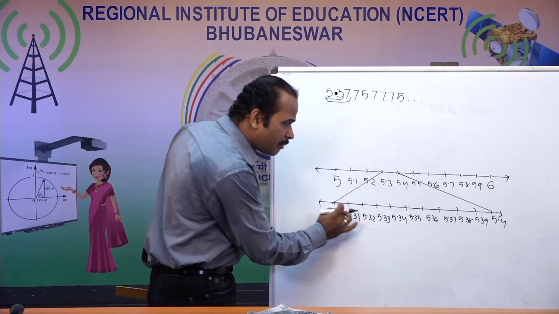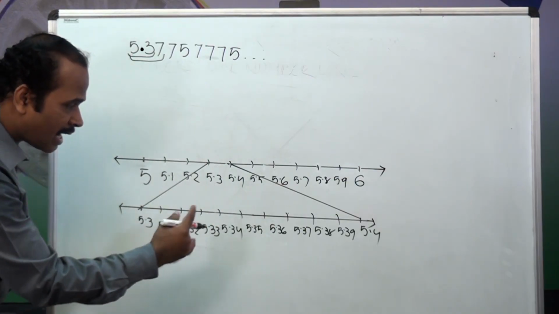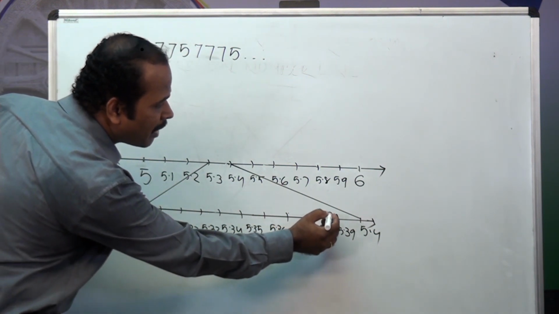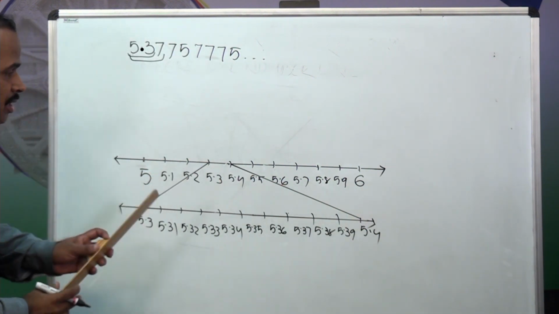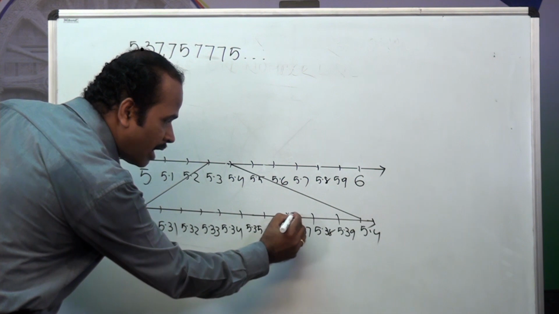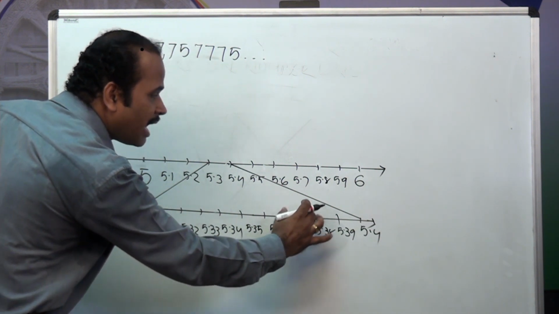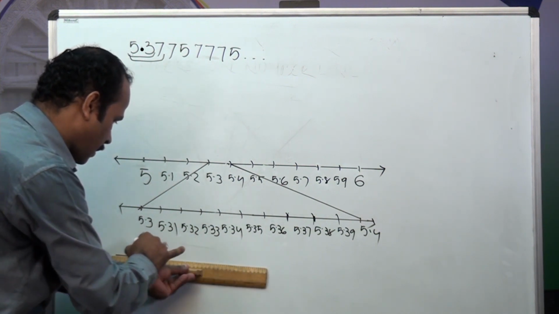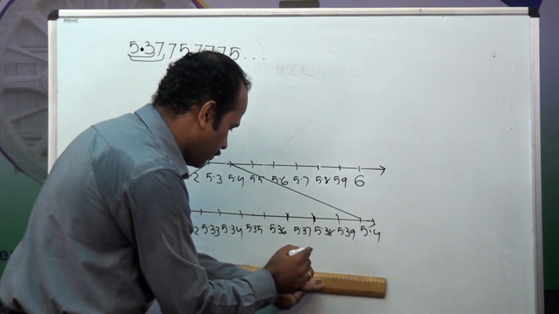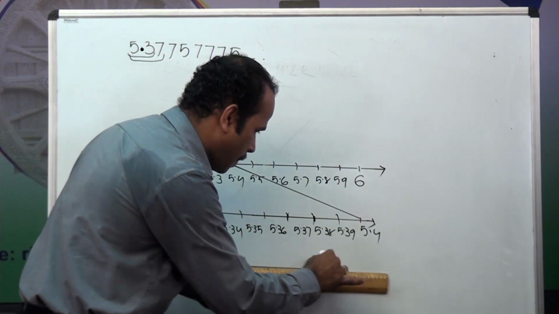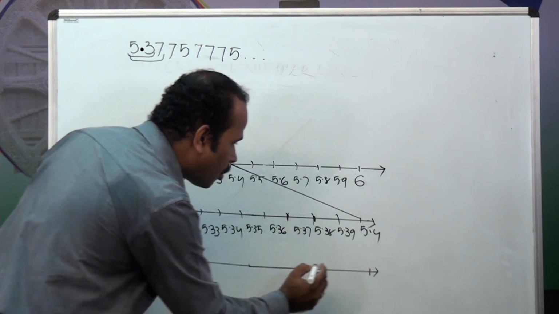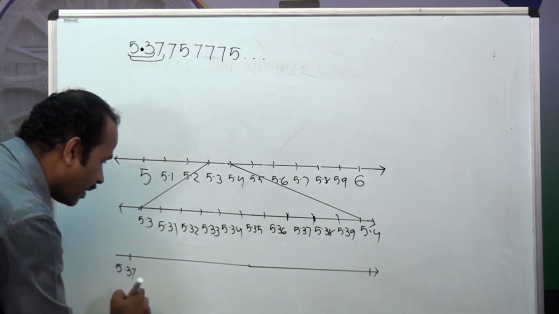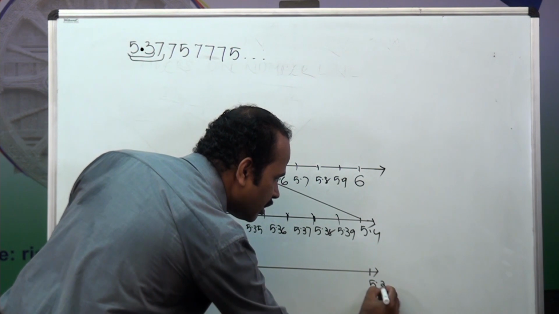From that point again we have to find where 5.37 lies. It lies between 5.37 and 5.38. Between those two numbers it lies. So between this point 5.37 and this point 5.38, this has to be extended again into 10 more equal parts. Let me draw a line there. If we go on increasing the number of lines like this, let me take this as 5.37 and this point is 5.38.